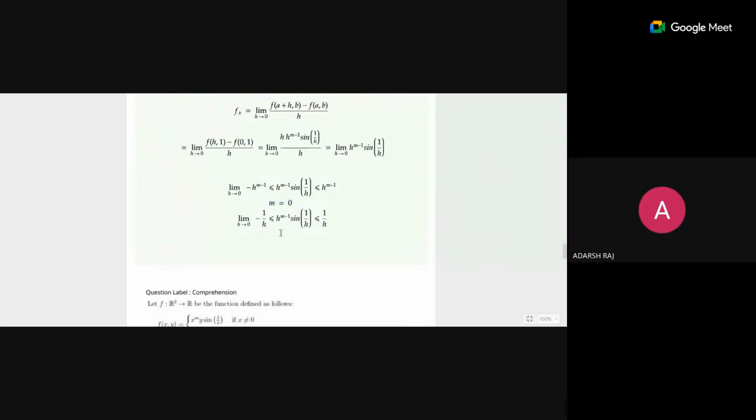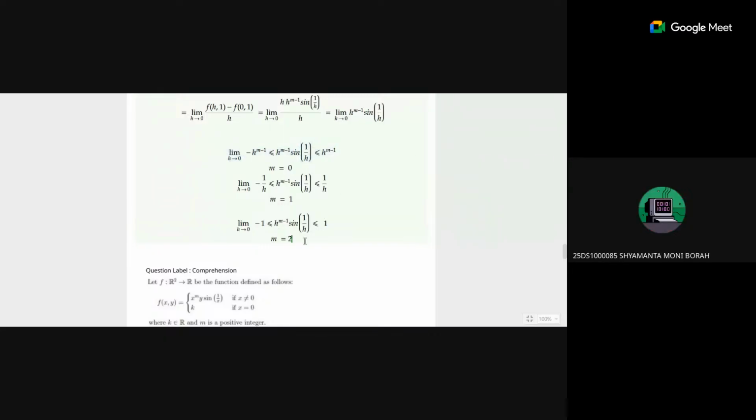Now take m equal to 1. If you take m equal to 1, we get minus 1 to 1. Does the limit exist? No, because the sign value changes. This oscillates between minus 1 and 1, so it diverges. And if you take m equal to 2, what do we get?